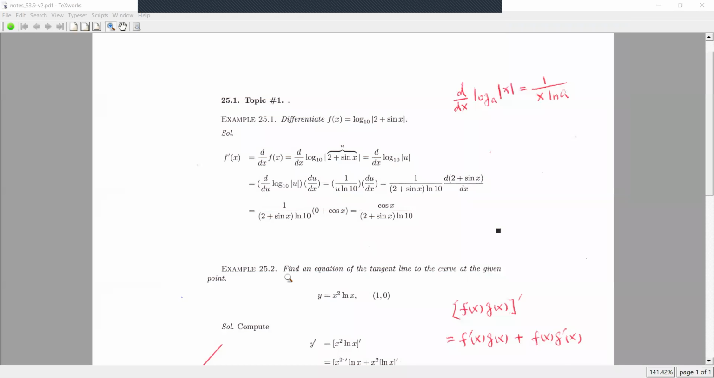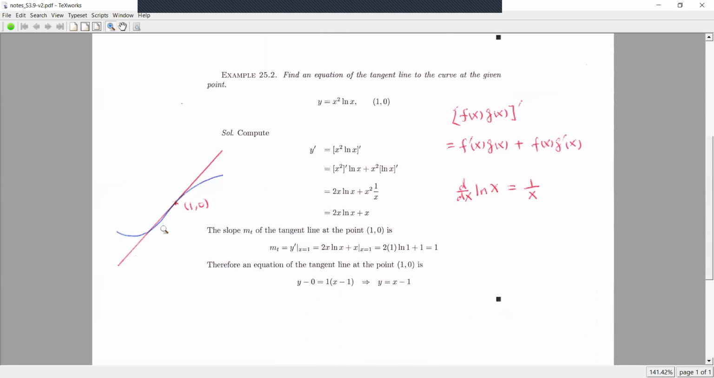Example 2. Find an equation of the tangent line to the curve at the given point. The given point is 1, 0. The curve is the graph of this function. Suppose this blue curve is the graph of the function. The point 1, 0 is here. At this point, there is a tangent line, and we need to write down the equation of the tangent line.